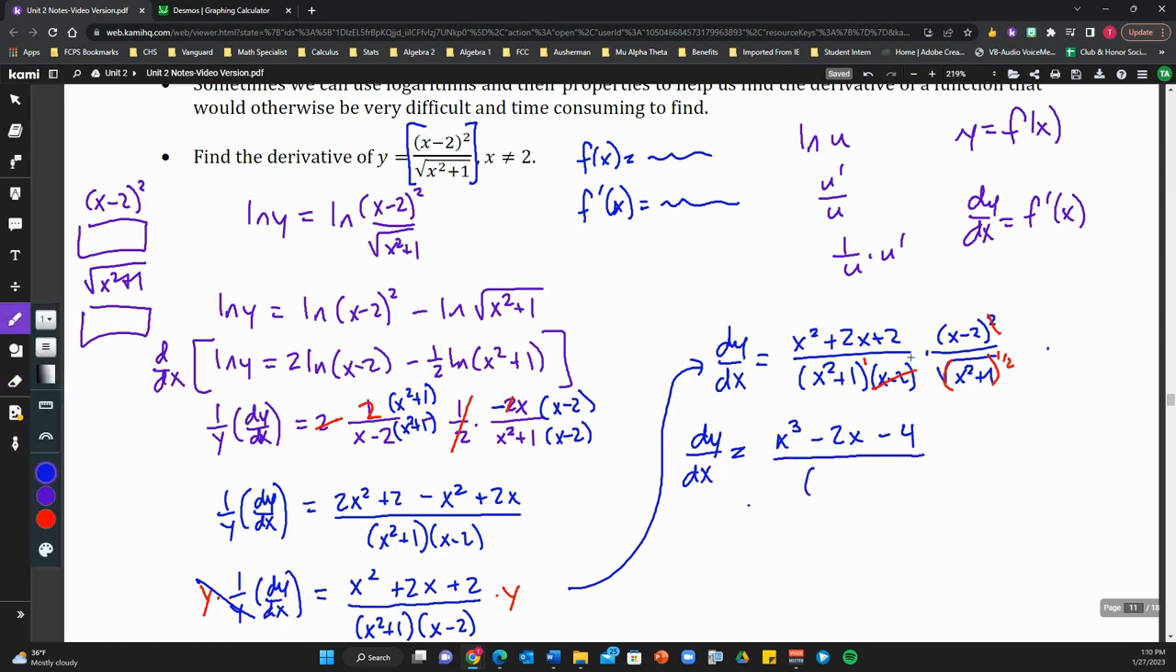And then on bottom, we would have, again, x squared plus 1 to the first times x squared plus 1 to the 1/2 would give me x squared plus 1 to the 3/2 power. That is our final form of the derivative of y in explicit form. Everything's in terms of x. There are no y's left over, and there's really no more simplifications that I can do to this guy. This is the final form of the derivative.